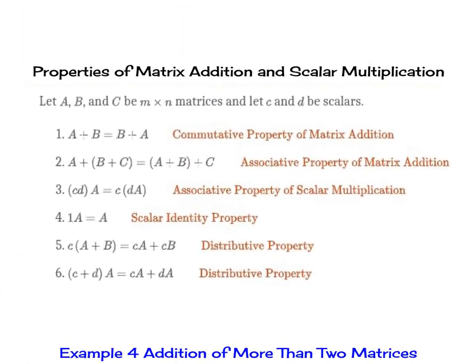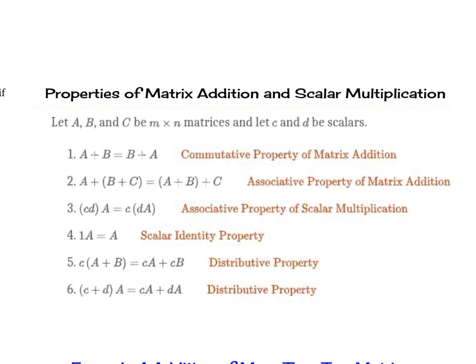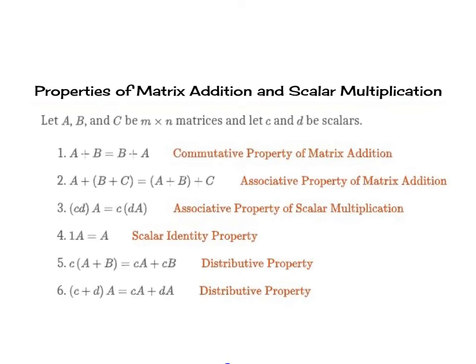So just some properties of matrix addition and scalar multiplication. Let A, B, and C be m by n matrices, and let C and D be scalars. And so notice the commutative property here. So when we add, that doesn't change, right? Because we're just adding. Associative property, we could add B and C together and then add A at the end, or do A and B together and then C, and that's still okay. The scalar identity property, that should make sense, right? 1A still equals A, and then the distributive property still works there.